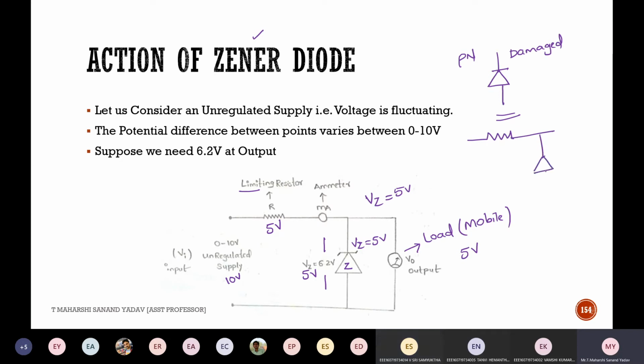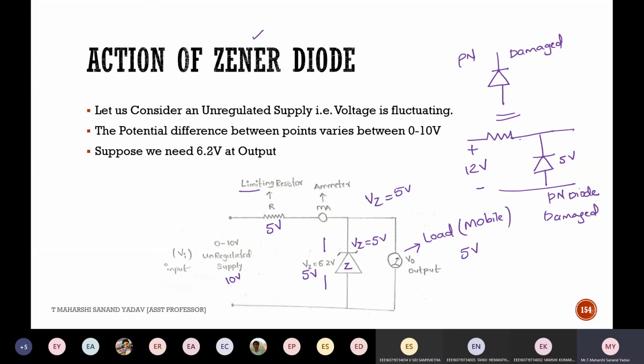Now here I'm going with a PN diode, and suppose the voltage is 5 volt but I'm applying 12 volt. What will happen? This is not a Zener diode, I'm going with a PN diode. The PN diode will be damaged. Why will it get damaged? It cannot withstand it, because it has a low withstand voltage.